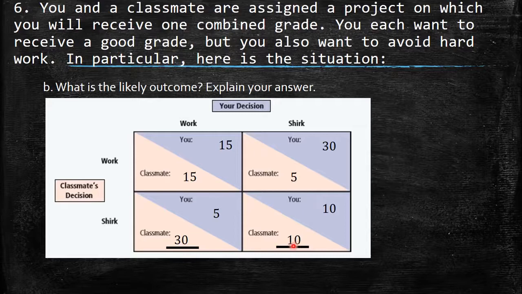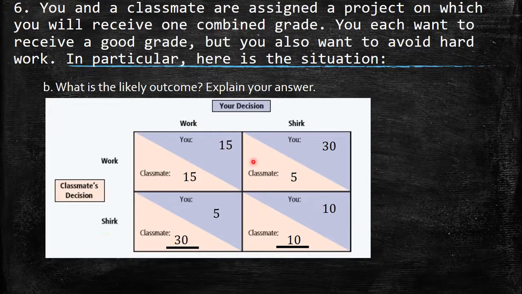So then this should be the decision. Automatically you understand the classmate's decision: the classmate has a dominant strategy. Dominant strategy means something that you choose every time, regardless of the other's movement. So in that case, it doesn't matter if your decision is going to be work or shirk. Classmate will every time shirk.